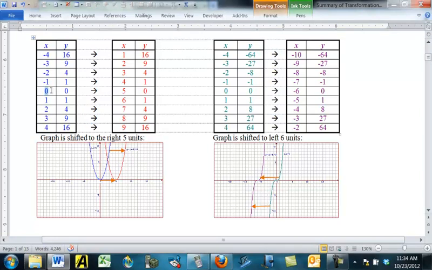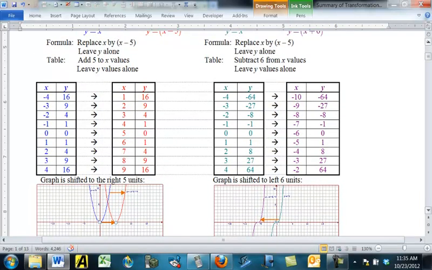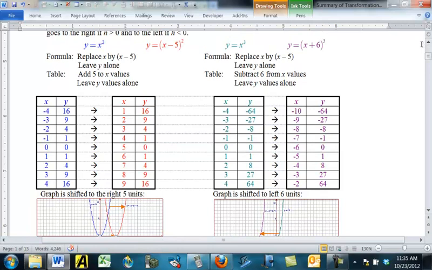Or the origin, which is actually the minimum there, also called the vertex, 0, 0, goes to 5, 0. So the vertex or minimum has been moved over to now 5, 0. In fact, every point has just been moved straight to the right 5 units. Similarly over here, if we replace y equals x cubed by y equals parentheses x plus 6 close parentheses cubed, notice that we've replaced x by x plus 6, and we've left y alone.